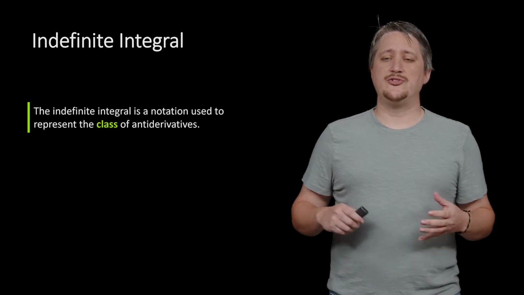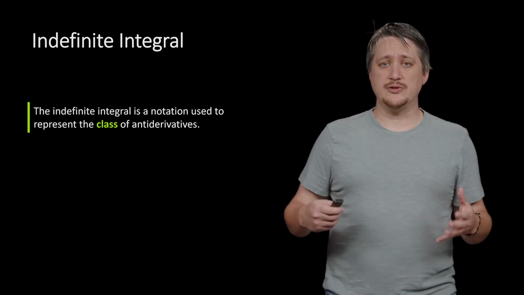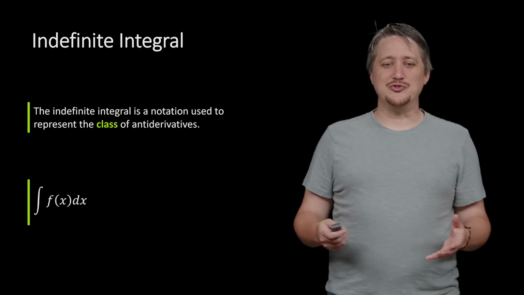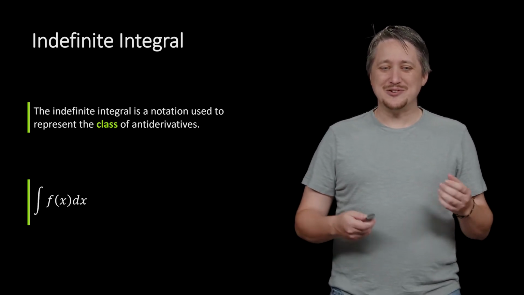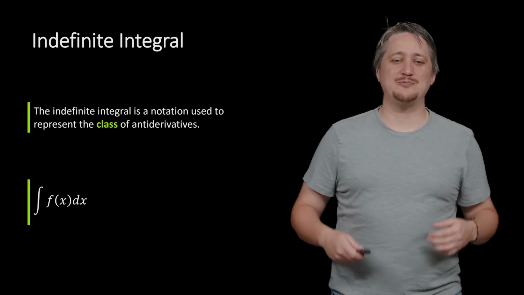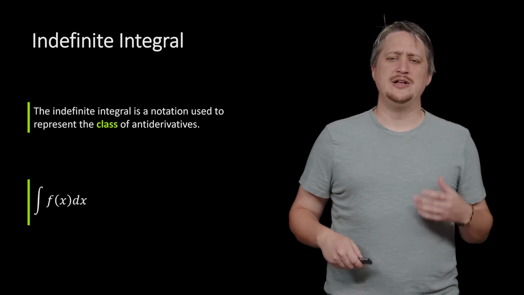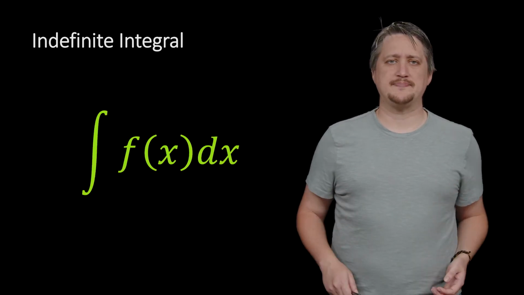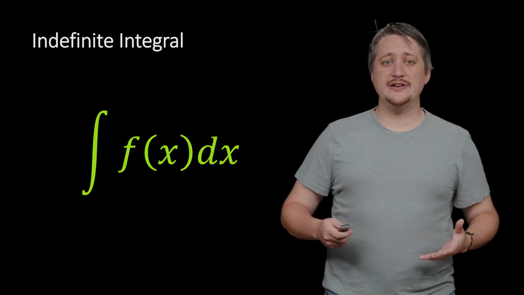So the notation that we're actually going to use is this interesting jumble of symbols, this weird elongated, squished looking s with that f of x dx. So let's dive into the actual notation and explain how it works. So here's our indefinite integral.